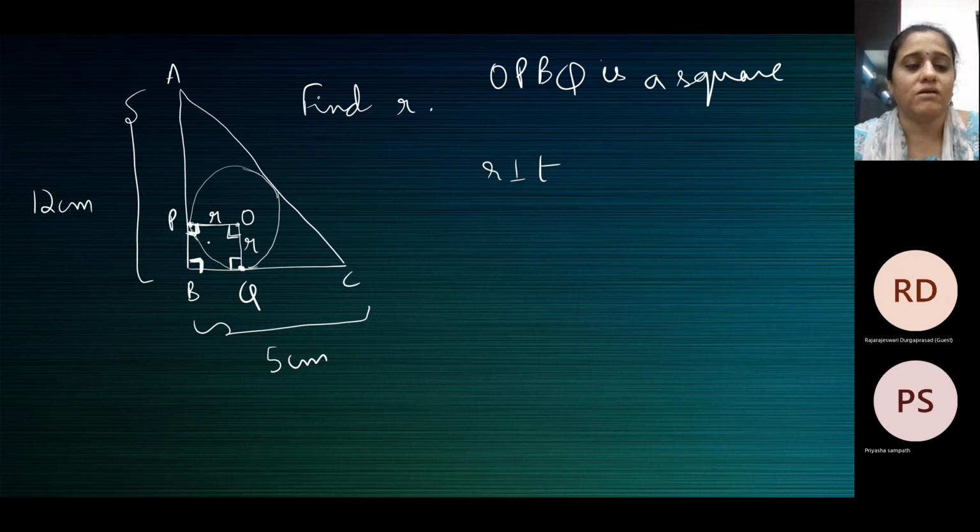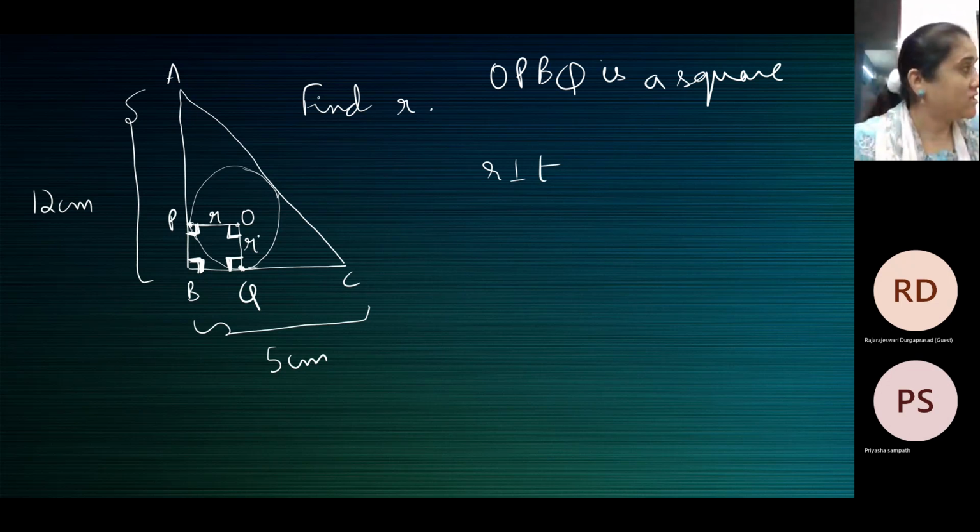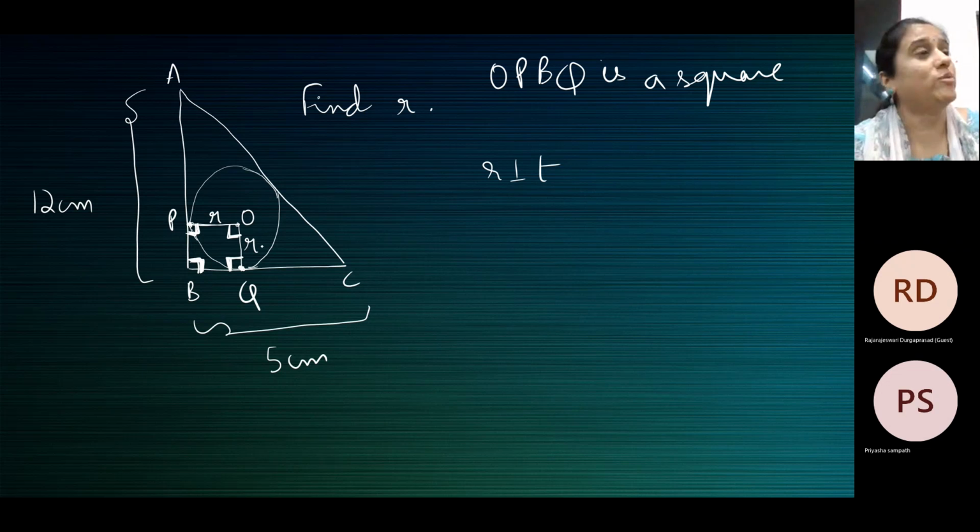This is 90 because radius is perpendicular to tangent. This is already 90 because it's a right triangle. And this one is 90 degrees by the angle sum property. So OPBQ is a rectangle because every corner is a right angle. It's not yet a square, it's a rectangle. And how do you prove that a rectangle is a square? If adjacent sides are equal, the rectangle is a square.